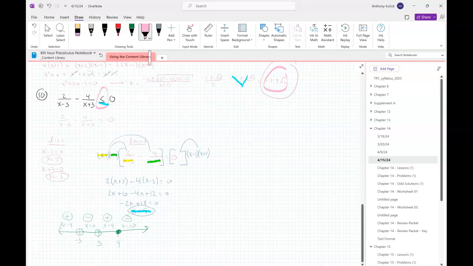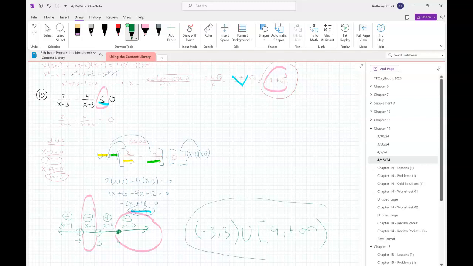Now, to come up with our final solution, my inequality is less than. So I want the negative parts of my picture. So -3 to 3, union 9 to positive infinity. Notice that the 9 got a bracket because that's where the filled circle was, as opposed to the -3 and 3 that got parentheses, because those were both open circles. Because the inequality was an or equal to, the zeros depend on the inequality. The discontinuities are always open.